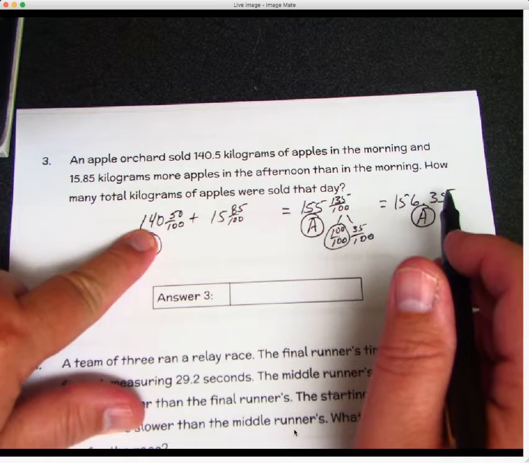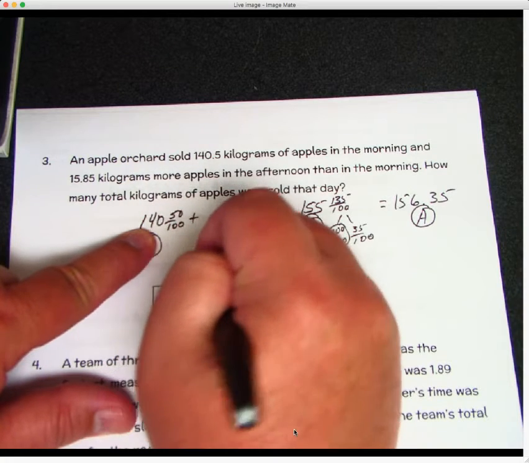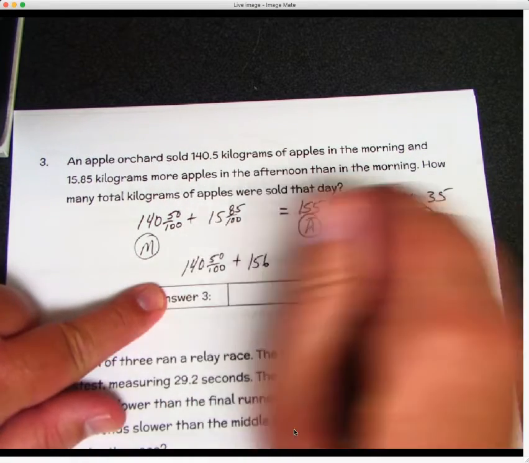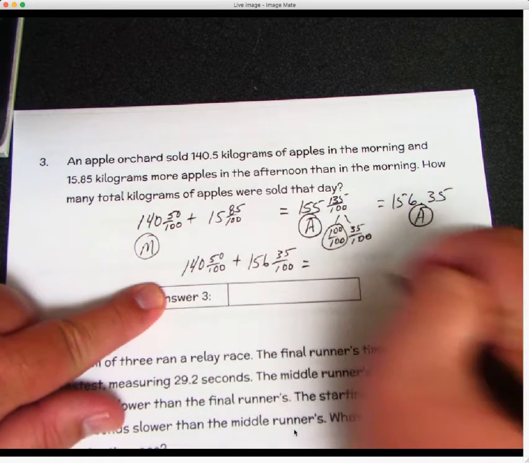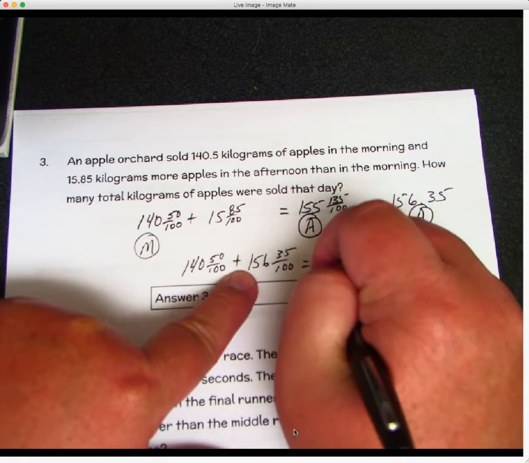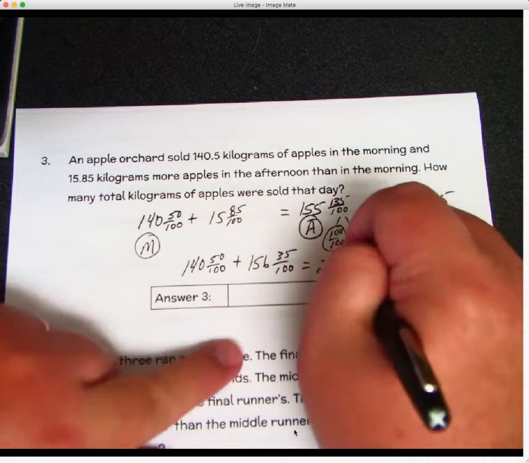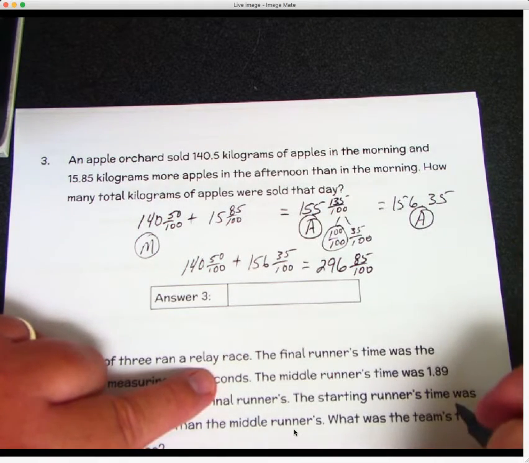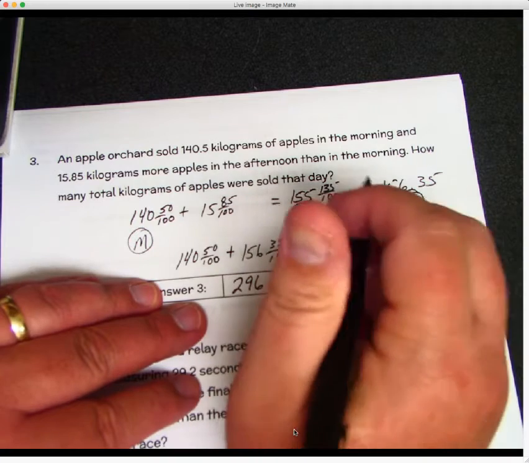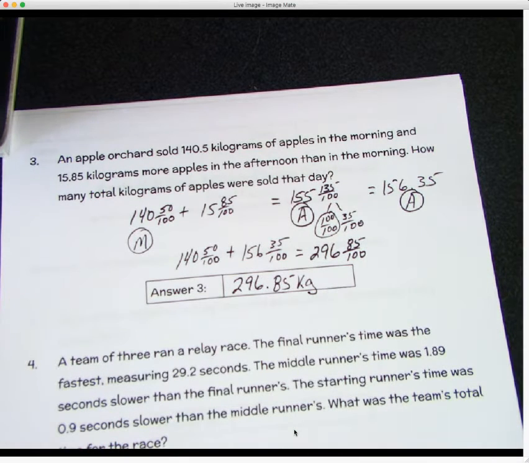So now we've got to take our morning sales and our afternoon sales and add them together. So 140 and 50 hundredths plus afternoon, 156 and 35 hundredths. And we're going to get 140 plus 156. If you add them together, you're going to get 296. Add our fractions. 50 hundredths plus 35 hundredths would be 85 hundredths. Let's write it as a decimal since it's decimals in the problem. 296 and 85 hundredths kilograms of apples in the whole day.